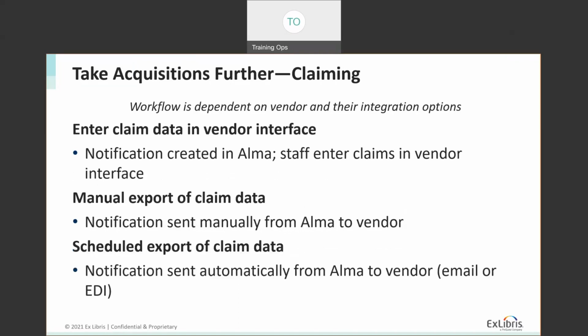Again, claiming has those same options. You might do your claiming in a specific vendor interface, and so maybe you're going to use Alma just as your notification system, tracking those items, and then you're going to go into that vendor interface to do the claiming there. You can do a manual export of claim data. So you can let Alma send the notice to the vendor, but you'll create it manually in Alma after the notification is generated. Or you can let Alma do that automatically. Let Alma generate the notification, let Alma send the notification, and you don't have to do anything.